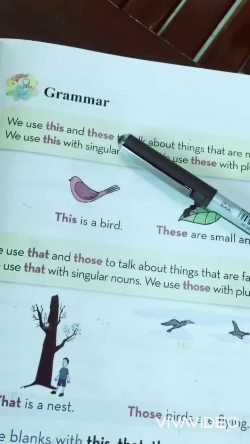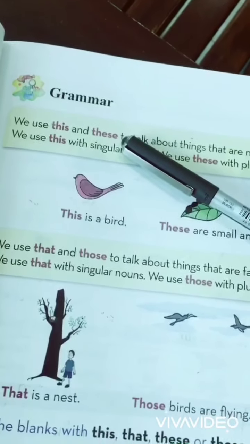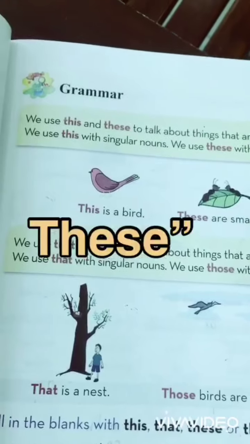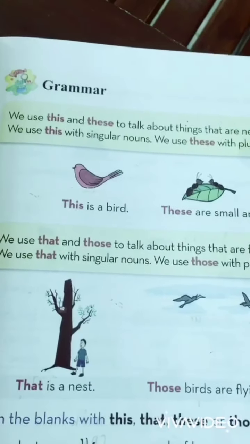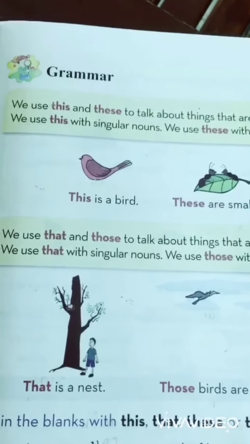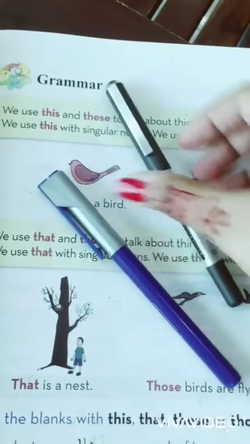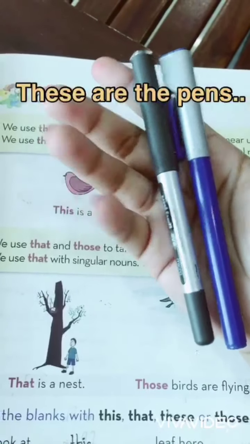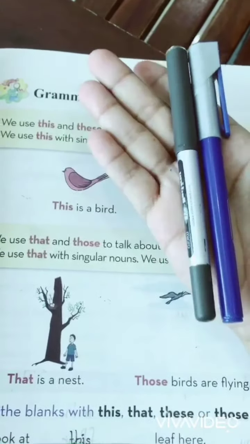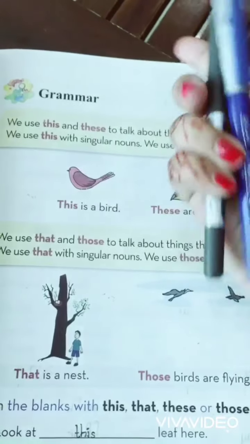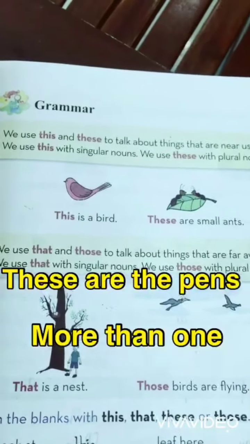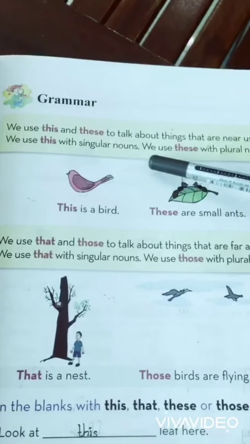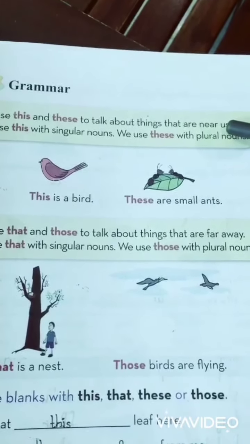Now here these means we are talking about more than one thing. Suppose more than one. It could be 3, 2, 4. It should be just more than one. Suppose these are the 2 pointers. So we are talking about these. We will use the word these. These are the pointers. So now we use this and these to talk about things that are near us.